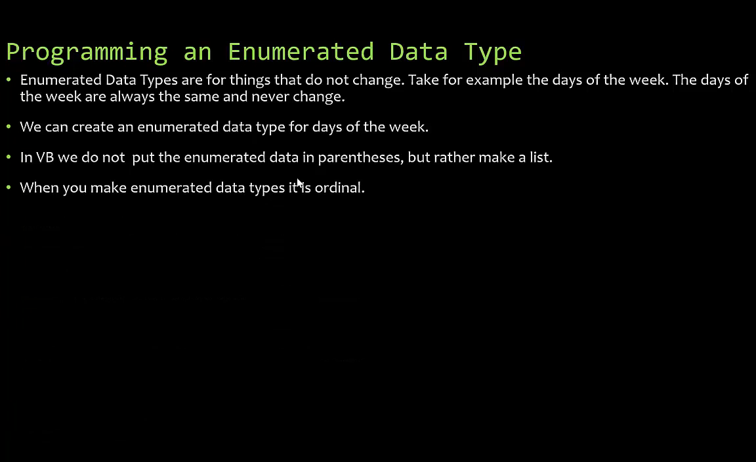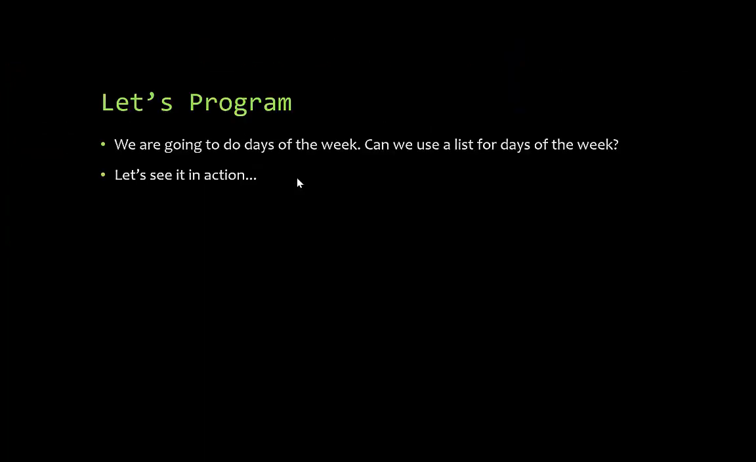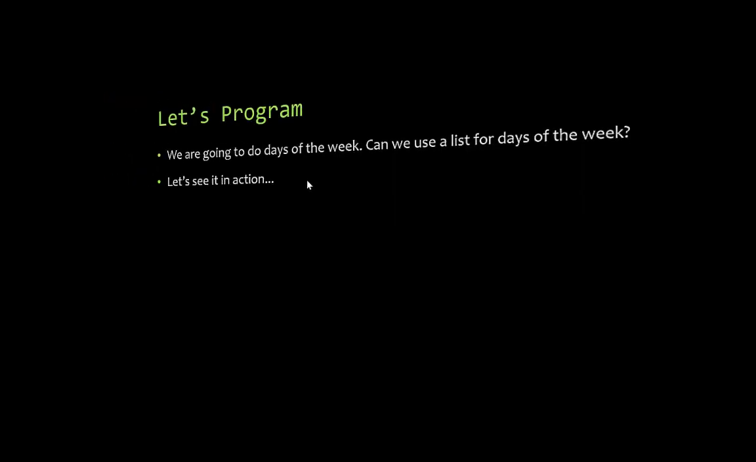When you make enumerated data types, it is ordinal. Now what that means is the first set of data in the list is 0, the second is 1, and so on all the way. So Monday would be 0, Tuesday would be 1, Wednesday would be 2, Thursday would be 3, Friday would be 4, Saturday would be 5, Sunday would be 6. So we're going to do days of the week. Let's go ahead and switch over to VB so we can see it in action.